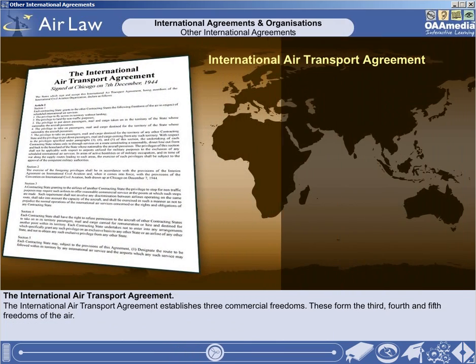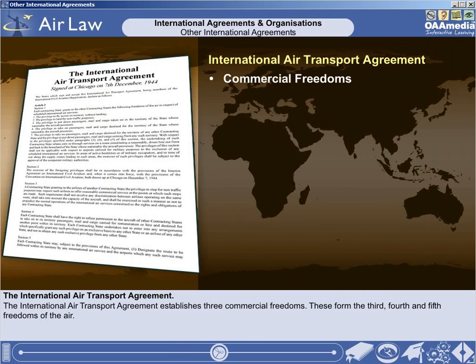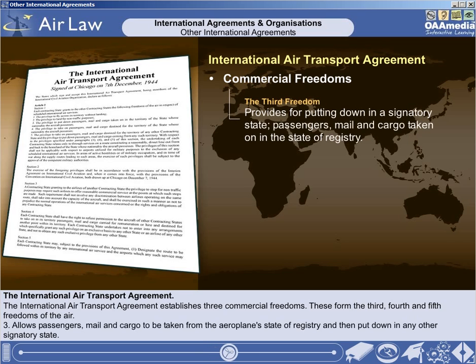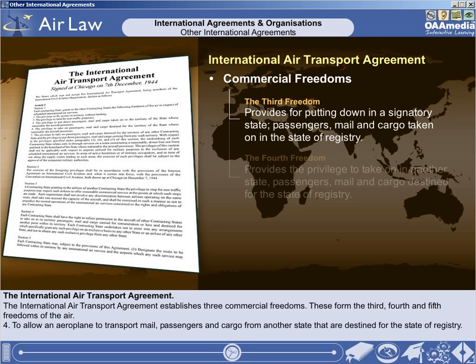The International Air Transport Agreement establishes the third, fourth, and fifth freedoms, collectively known as the commercial freedoms. The third freedom provides for putting down in a signatory state passengers, mail, and cargo taken on in the state of registry. The fourth freedom provides the privilege to take on in one state passengers, mail, and cargo destined for the state in which the airline is registered.